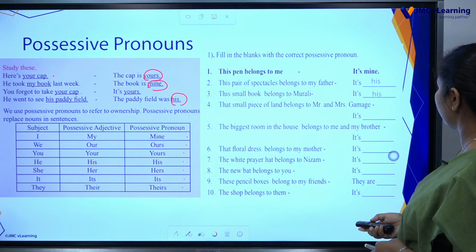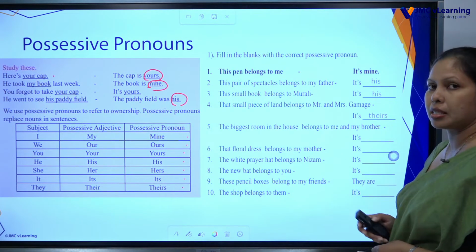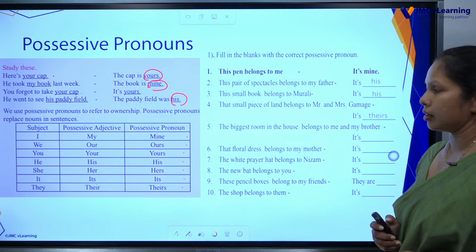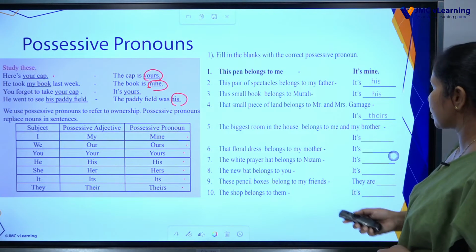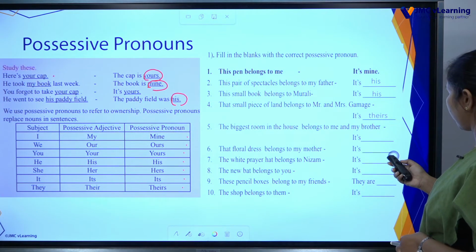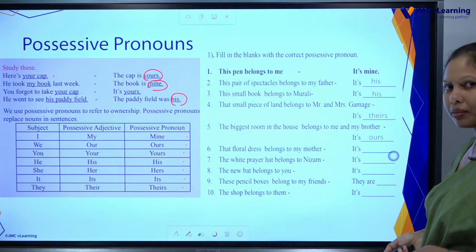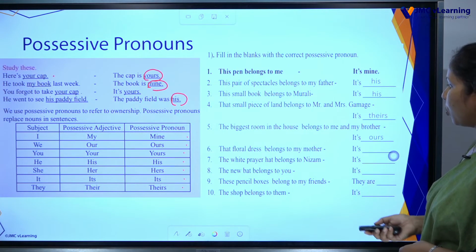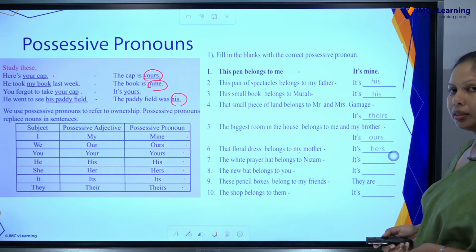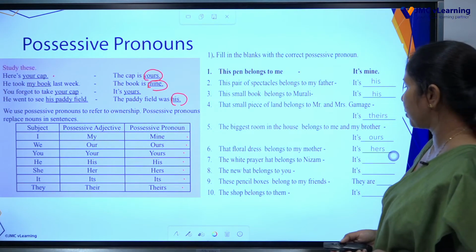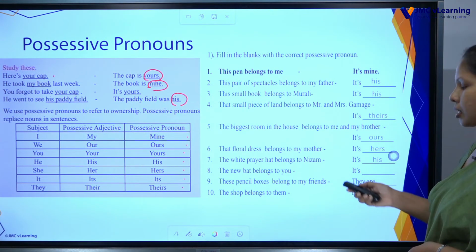That small piece of land belongs to Mr. and Mrs. Gamage, it's theirs, because we are talking about Mr. and Mrs. Gamage. So there are two people there, so we use the pronoun theirs. The biggest room in the house belongs to me and my brother, it's ours. That floral dress belongs to my mother, it's hers.